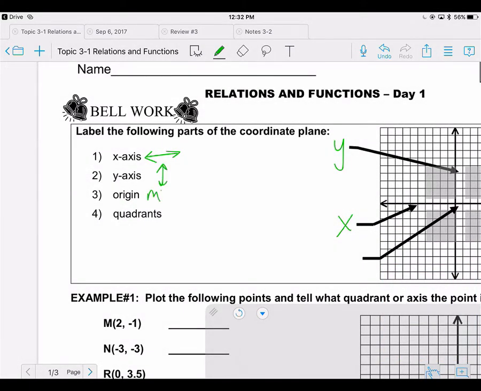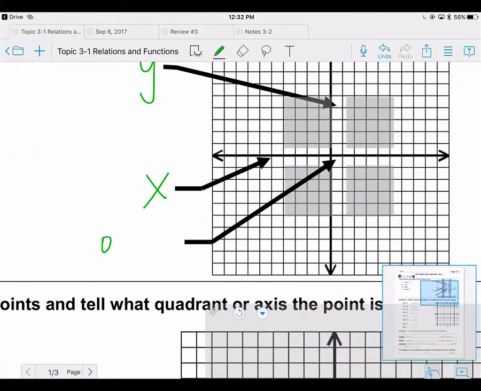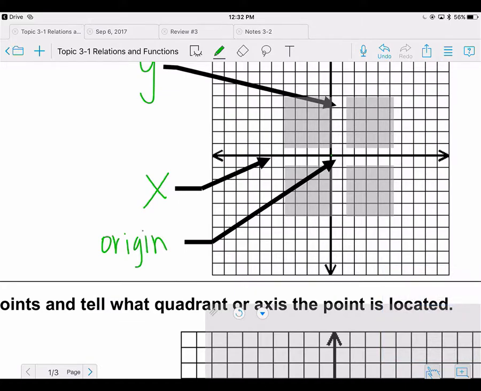The origin is directly in the middle, and I think that is what this arrow is trying to point to. Specifically, the origin is right here at 0, 0.